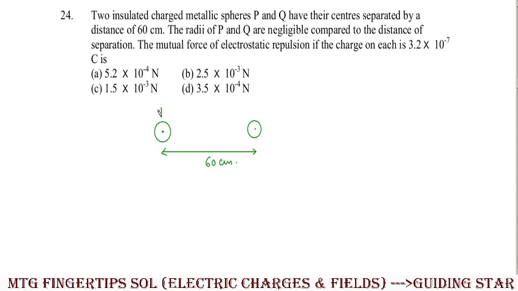So, the spheres are P and Q. The radii of P and Q are negligible compared to the distance of separation. Let the radii be R1 and R2, and these two radii are very, very negligible, so you can neglect them.